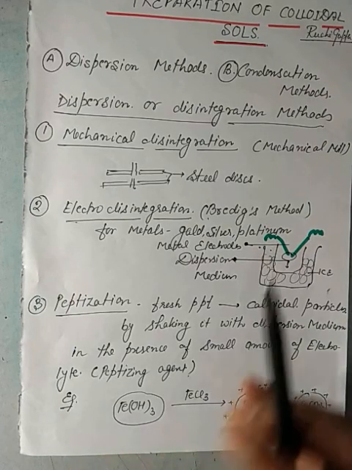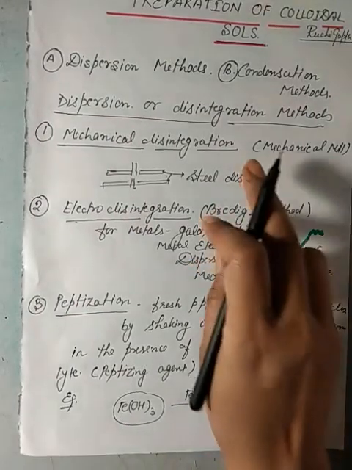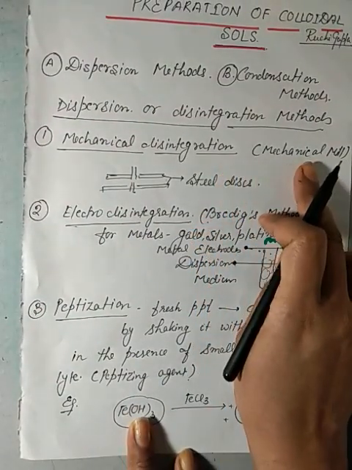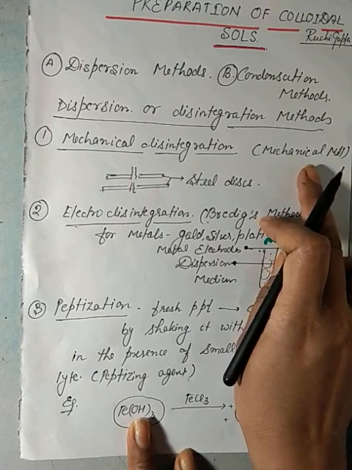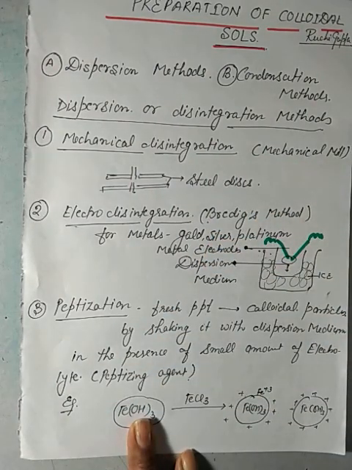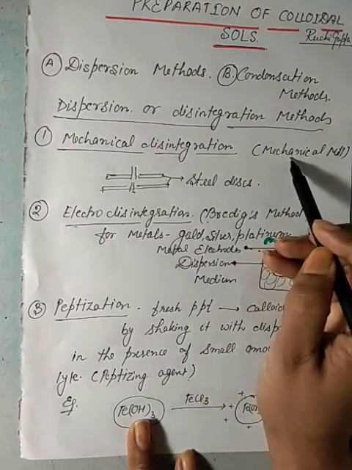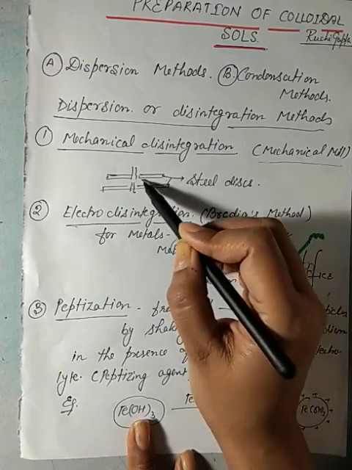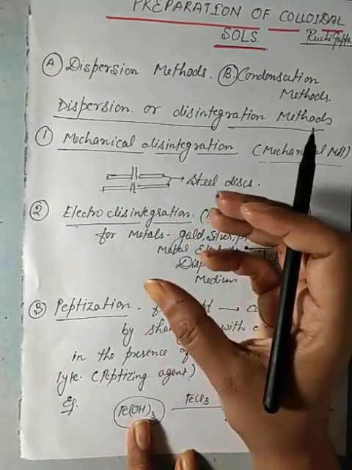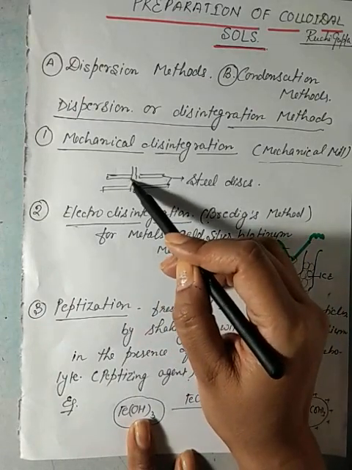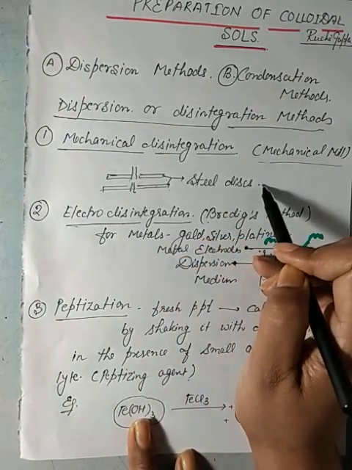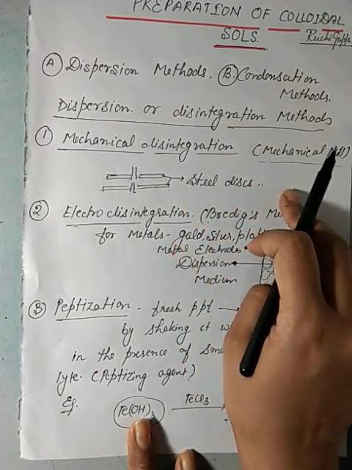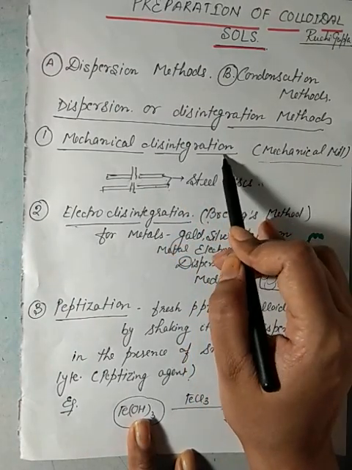The first one is called mechanical disintegration. In this method we use a mechanical mill, also called a colloidal mill, in which we place substances which have larger particles, that means larger than the colloidal range size. The mill has two steel discs, and we place the substance, whose size is large, between these mills, crush it to bring it into the colloidal range size, and then you can form a colloidal solution. So it is called mechanical disintegration.